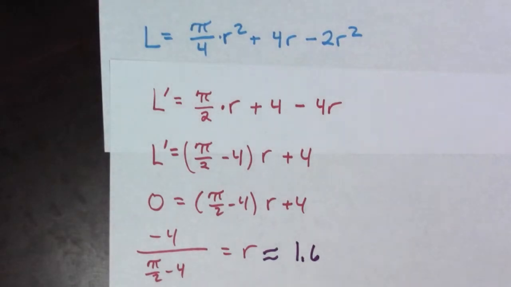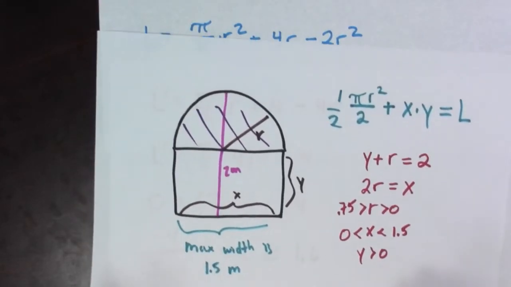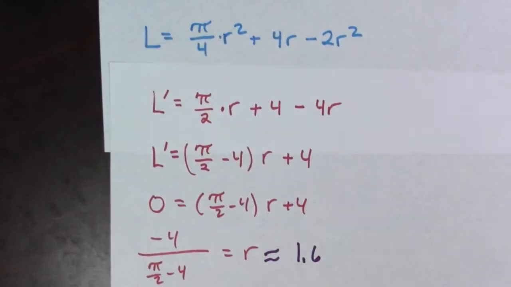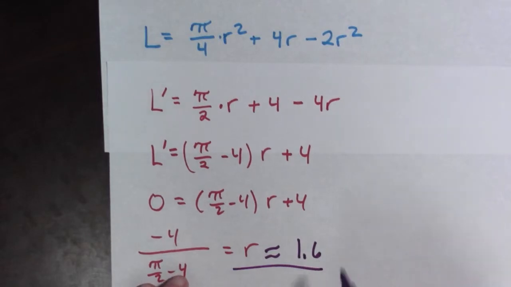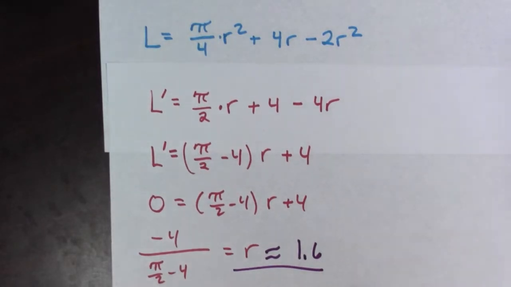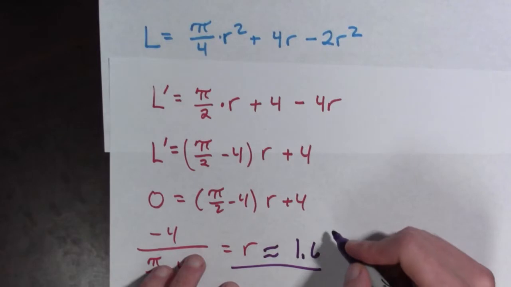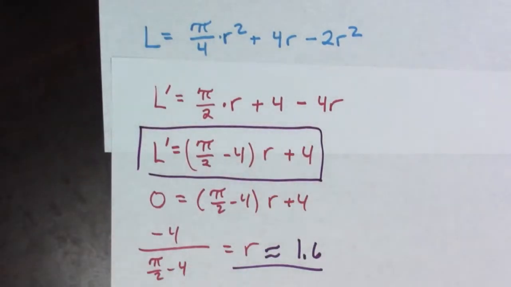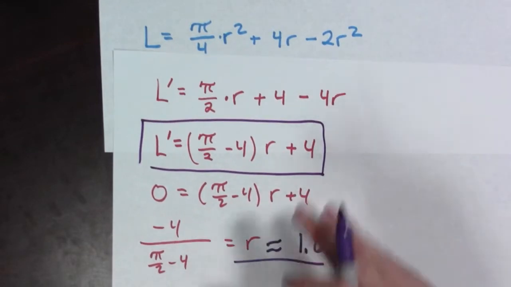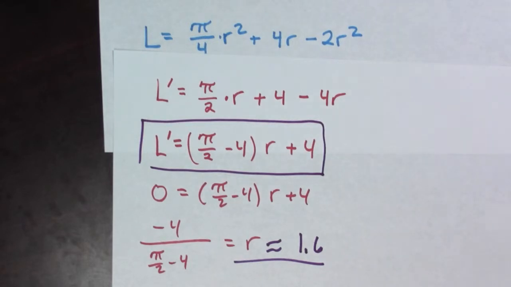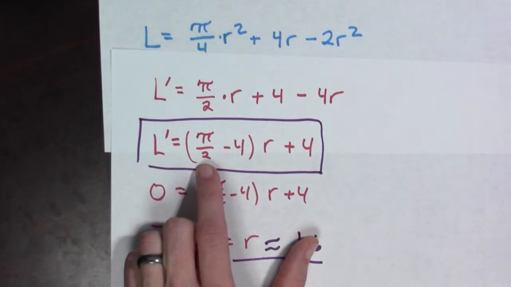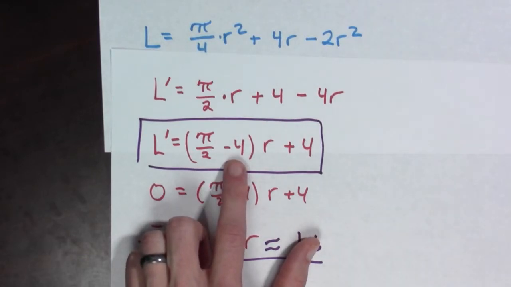If we go back and we think about our constraints for r, the largest r could be was 0.75. This is impossible. We can't have this. So we need to go back to the drawing board. We need to go back to our derivative, maybe at this step right here, and think about what's going on. If r is less than 1.6, what's going on with the derivative? Well, let's see. Pi over 2, that's about 1.5. Minus 4, so this is some negative number.